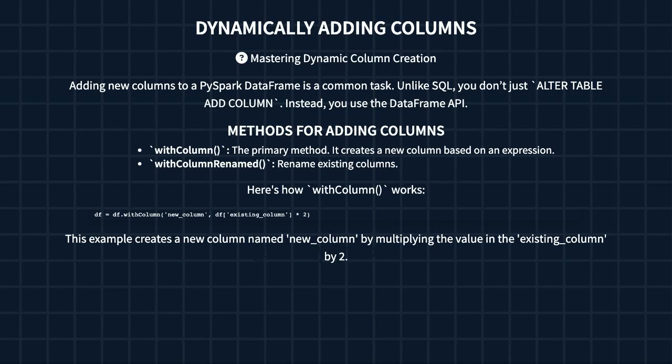It's not as simple as just adding a column like you might in SQL. Instead, we use the withColumn method. That's our main tool. You can also rename existing columns using withColumnRenamed. Basically, withColumn lets us create new columns based on calculations or transformations of existing data.